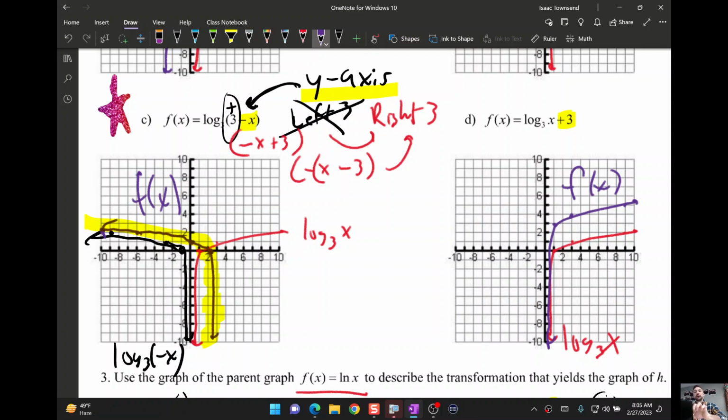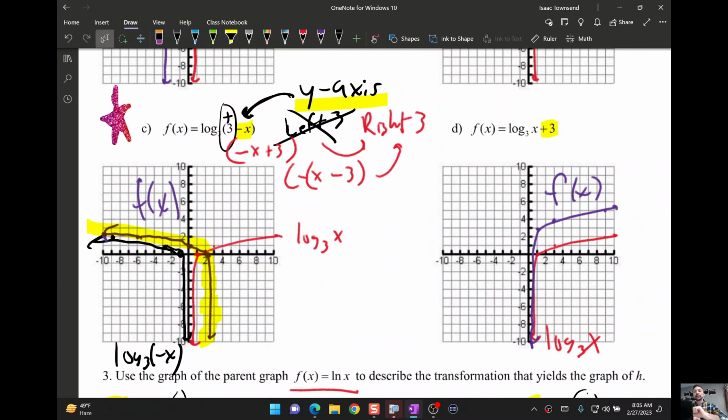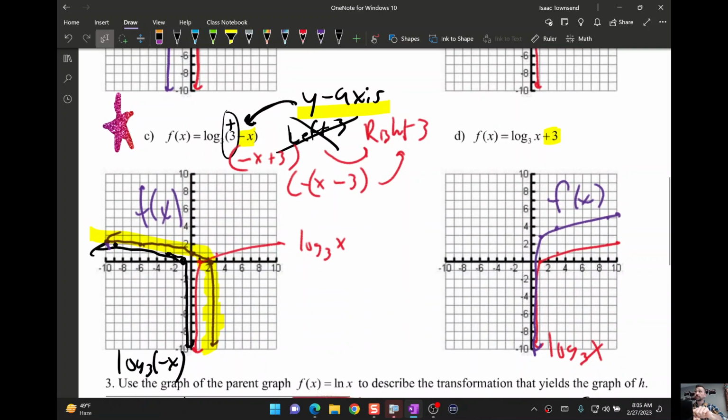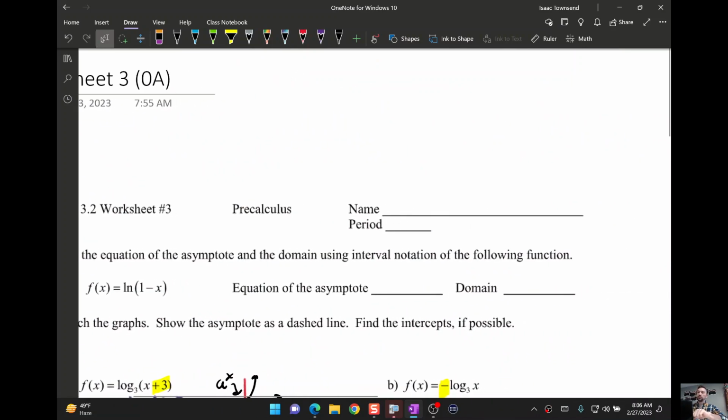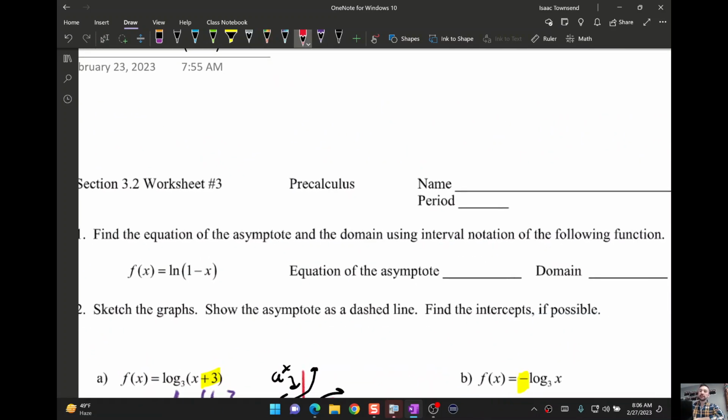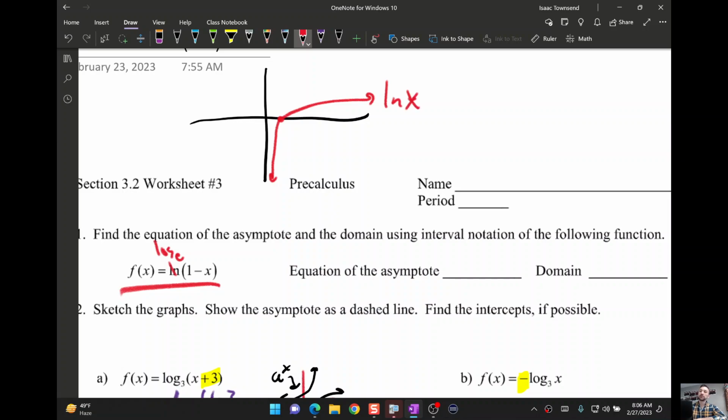Okay, so with this in mind, this is why I wanted to do question 1 last. Question 1 gives us this. It doesn't say we have to graph it or anything, but if we can see the graph, then knowing the domain and where the asymptote is going to be is a little bit easier. So this is like log base e. We just did a lot of questions that are log base 3, but remember all logarithm graphs basically look the same. So this is what natural log of x looks like.